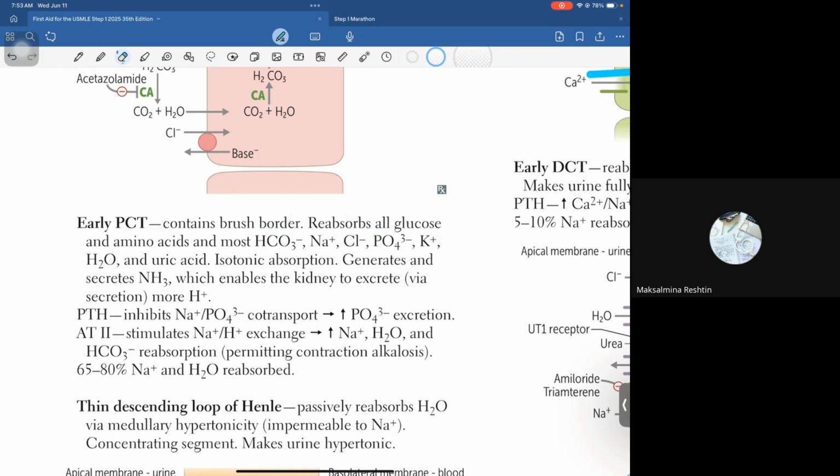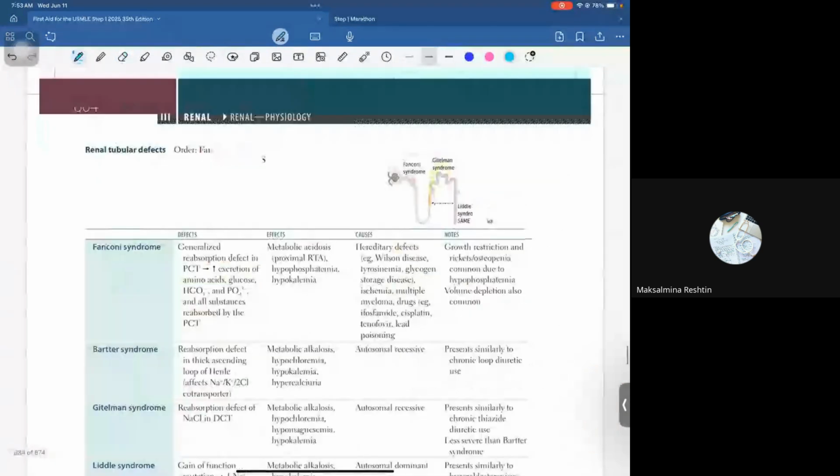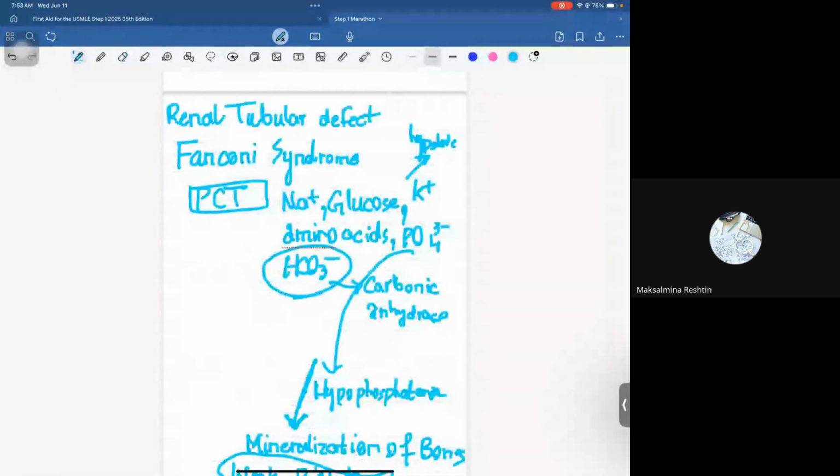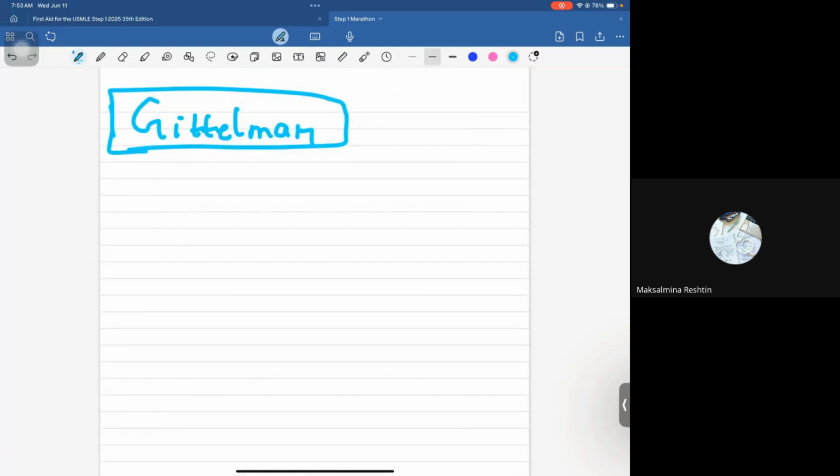And when phosphate gets lost in the urine, you cannot make any more bones. So no more bone is going to get made, and when no more bone is made, you are going to get rickets, osteopenia, and bone problems. This happens especially in kids.